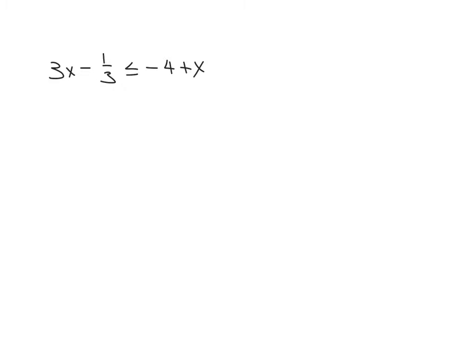I hate fractions, so let's just get rid of it by multiplying the entire thing by 3. Okay, so it'd be 9x minus 1 is less than or equal to -12 plus 3x. So we got rid of the fraction, and that made life a little bit easier. So what we're going to do is solve for x here. We're going to subtract 3x from both sides.